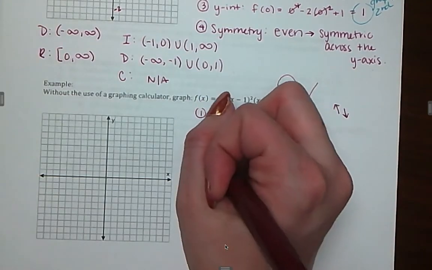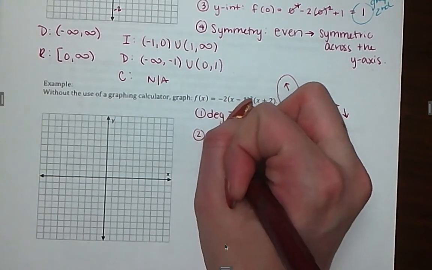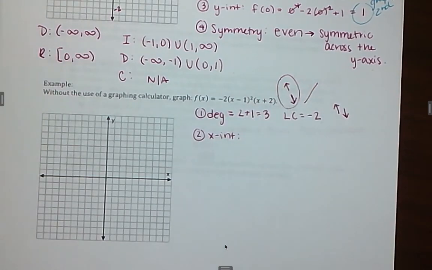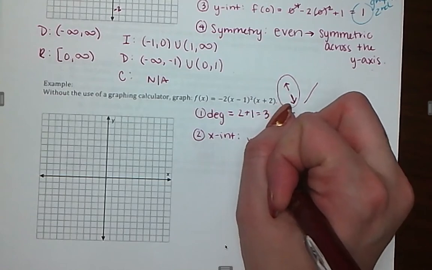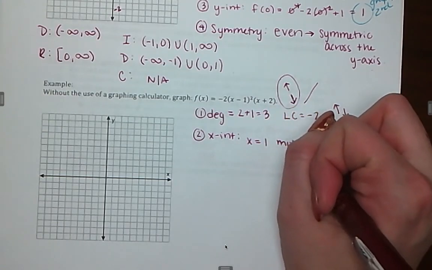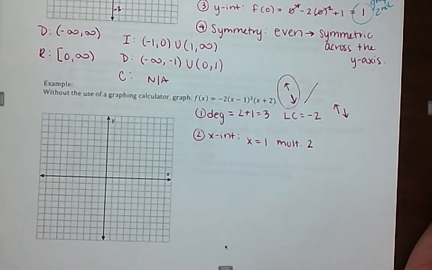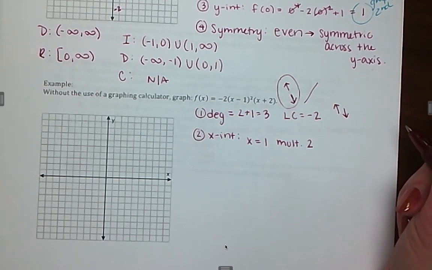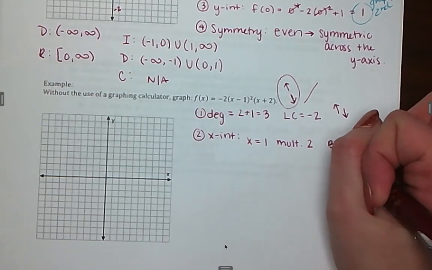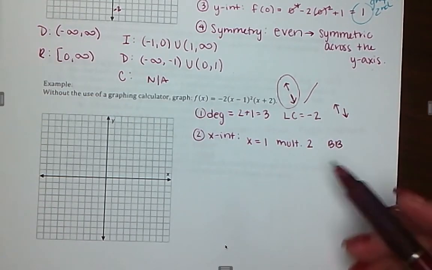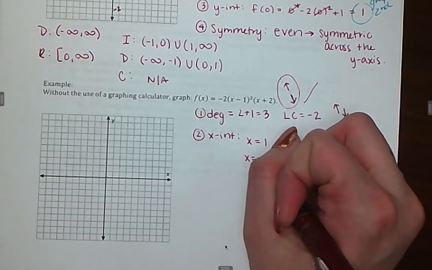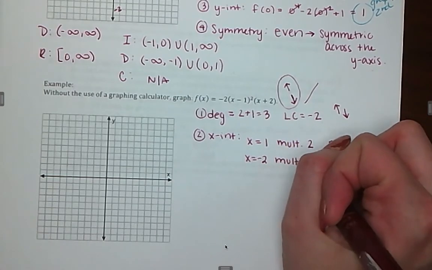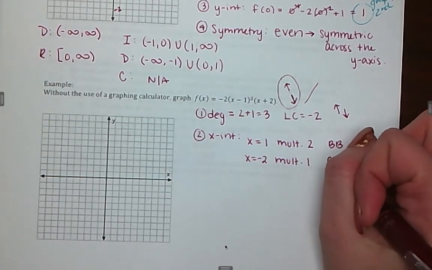All right. X-intercepts. Your zeros. If we have x minus 1, what does x equal? 1. What's the multiplicity of it? 2. So is it going to cross through or bounce back? Bounce back. Next parenthesis, x plus 2. X equals -2. Multiplicity 1. Cross through.